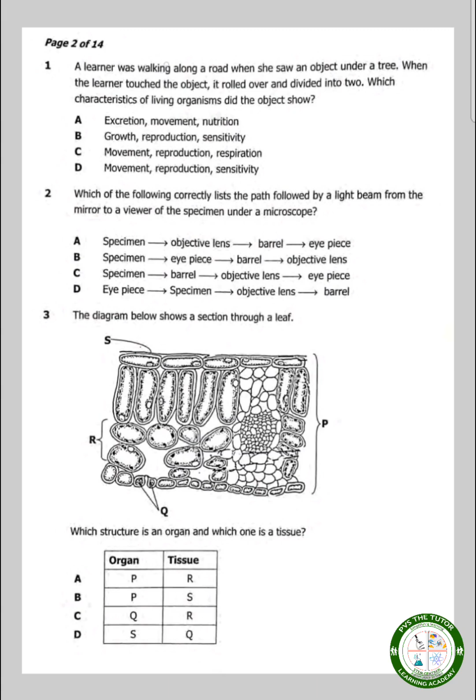Question 1 says, Elena was walking along a road when she saw an object under a tree. When the learner touched the object, it rolled over and divided into two. Which characteristics of living organisms did the object show?